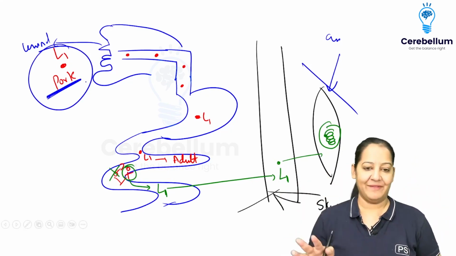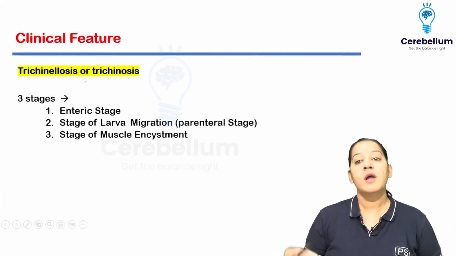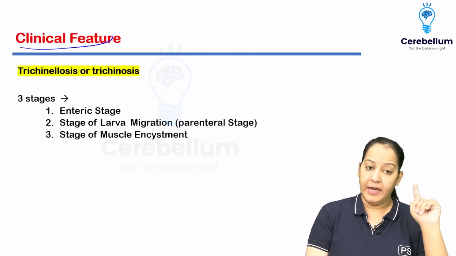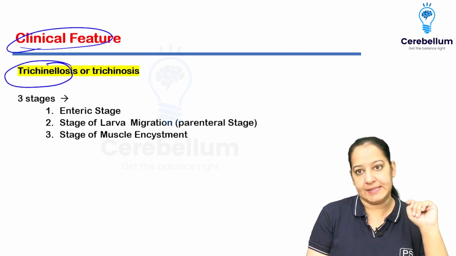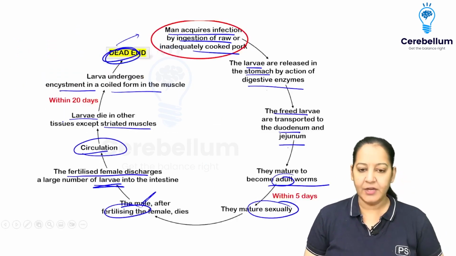So this is the complete life cycle. The same flowchart is in front of you. Coming to the clinical features, it causes a disease known as trichinellosis. Trichinellosis has 3 stages. Here you can understand now.